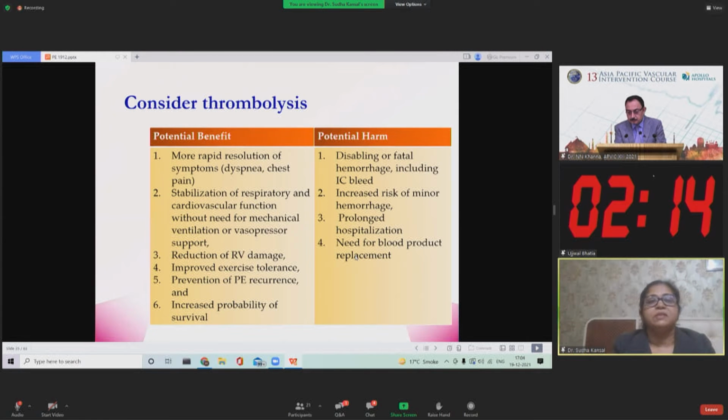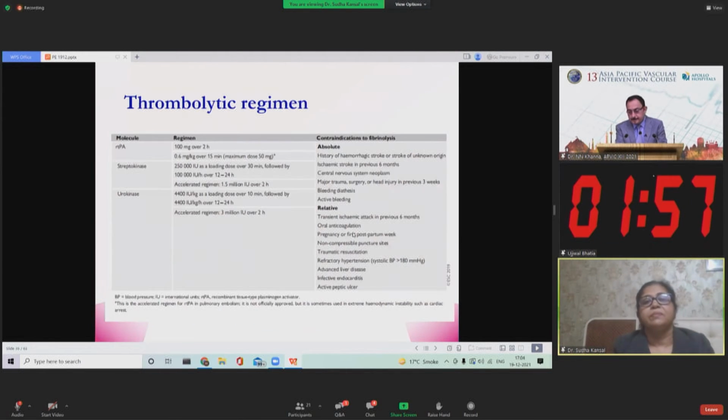So fibrinolysis is shown to have more rapid resolution of symptoms, stabilization of respiratory and cardiovascular function, reduce RV damage, improve exercise tolerance, and increase probability of survival. However, one major problem with thrombolysis is increased risk of bleeding. So before we go on to thrombolysis, we have to rule out absolute and relative contraindications to thrombolysis.